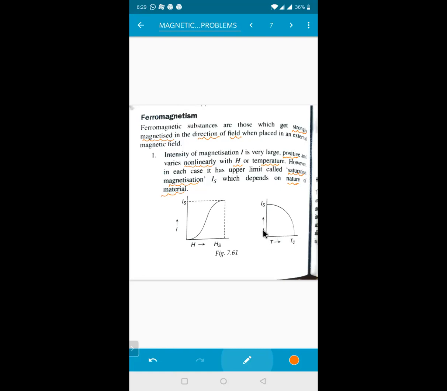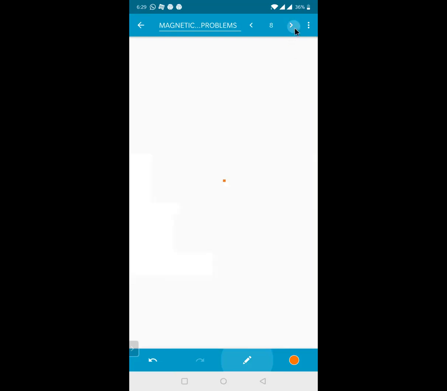If I'm drawing the graph between your intensity and temperature, from the saturation, it will decrease up to a critical temperature, it will be decreased. This will be the graph. The next one, let's see.